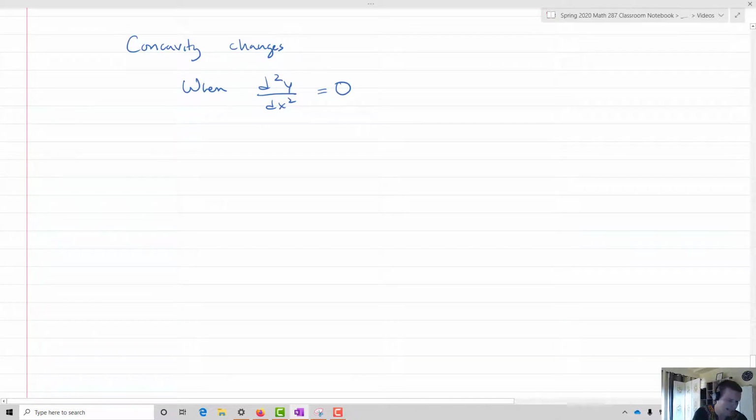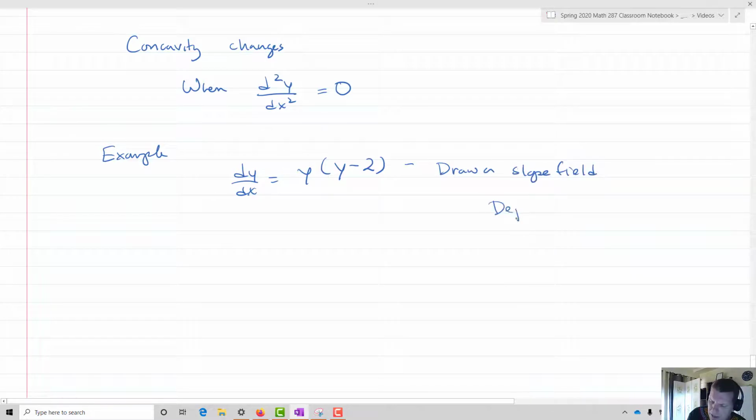So why don't we take an example? Let's take a look at this one. We'll take dy dx equals y times y minus 2. The first thing I want to notice when I'm going to draw my slope field is that this is dependent on y only. What that means is that as x changes, we're not going to get any change in the slope field. It's only going to be dependent upon when y changes.